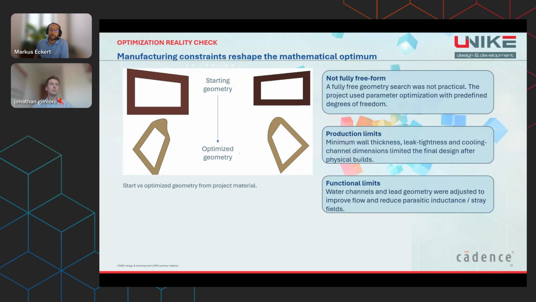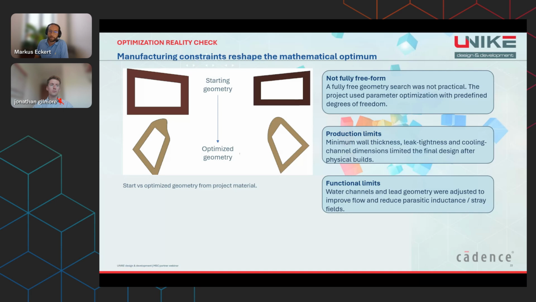This slide is the reality check. In theory, one could optimize a geometry completely freely. In practice, that is neither numerically nor manufacturing-wise sensible. Therefore, the design space is described through parameterized degrees of freedom, mesh morphing, and clearly defined limits. These limits are not secondary details.